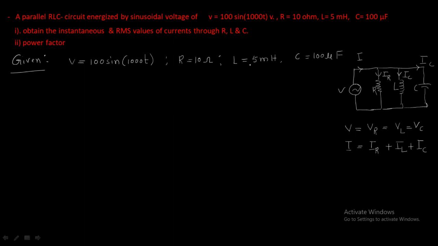Before that we have two things. One, inductance is there, so we have to find out the inductive reactance. XL equal to omega L. The omega value is 1000, so 1000 into L, which is 5 millihenry. The milli cancels, and finally we get 5 ohms. So the XL value is 5 ohms.